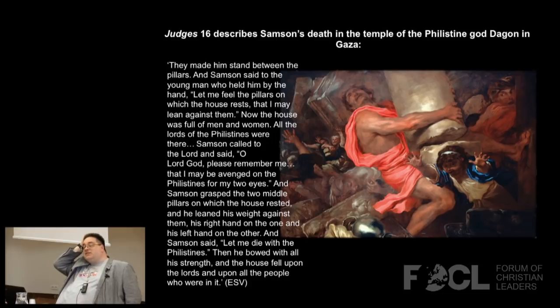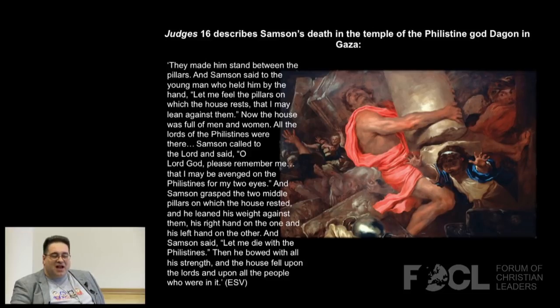Judges 16 describes Samson's death in the temple of the Philistine god Dagon in Gaza, where he's chained between the pillars of the temple. Remember, he pushes over the pillars of the temple and brings the temple down upon himself and his tormentors, his captors. Well, the Gaza temple of Dagon has yet to be excavated because there's a modern city sitting above it, and people don't want their city dug up in order to get at it. But it was probably similar to the Philistine temple at Tel Qasile, which was destroyed in the early 10th century BC and which has been excavated.